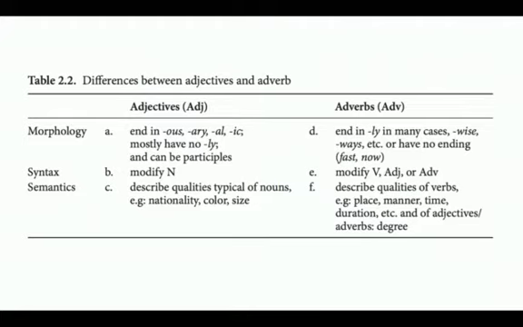So this just summarizes the main differences between adjectives and adverbs in English. Adjectives modify nouns, adverbs modify other words. Adjectives have special suffixes like ous, ary, al, ic. Adverbs often have ly, but they may have no suffix at all. Adverbs modify other categories, adjectives modify nouns.